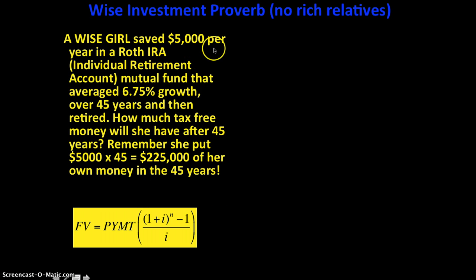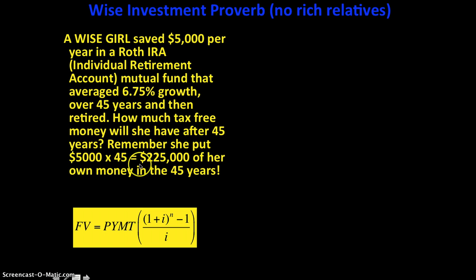And a wise girl saved $5,000 per year in a Roth IRA. She starts when she's 18 years old, and she does this for 45 years. That puts her at 63 years old. If she puts it in a Roth IRA, that means she doesn't have to pay any tax on it after her first year. She does have to pay her first year, but if she makes this 5,000, that's about 4,200 a year, 420 a month. Sorry. Then year by year, she'd be saving $5,000 into an account.